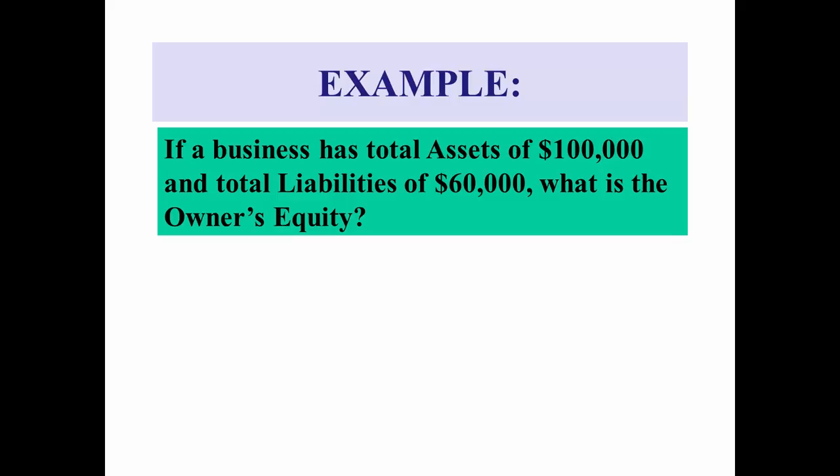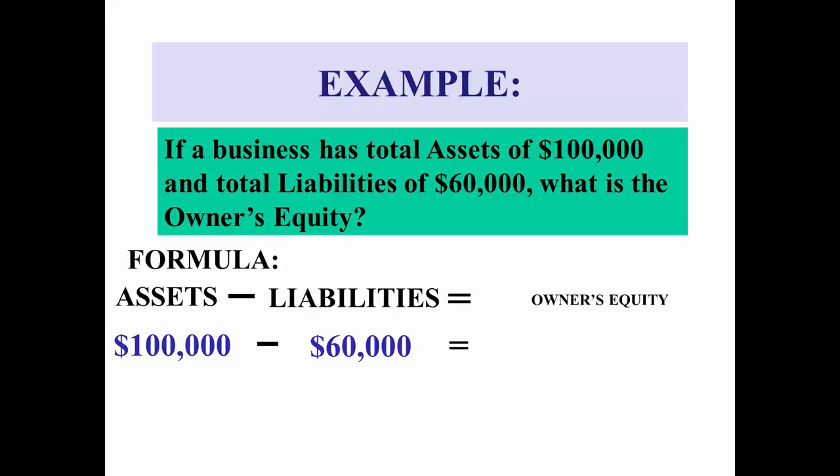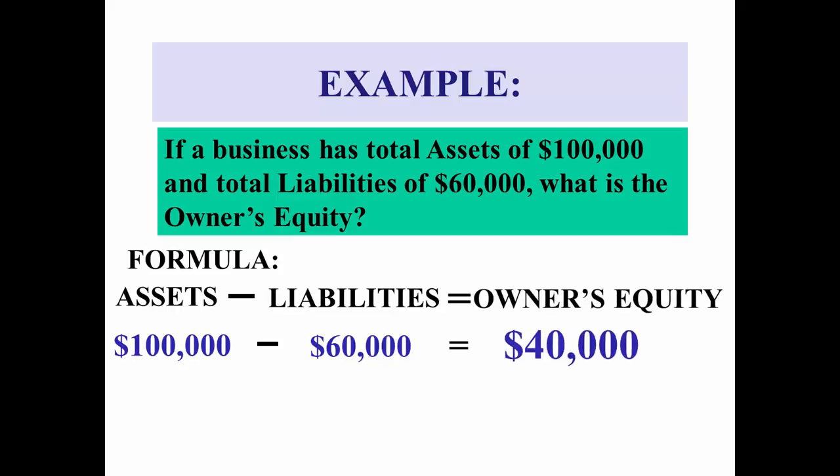Let's take a look at an example. If the business has total assets of $100,000 and total liabilities of $60,000, what is the net worth? What is the owner's equity? We use our formula of assets minus liabilities equals the owner's equity. So we have 100,000 minus 60,000 equals 40,000.